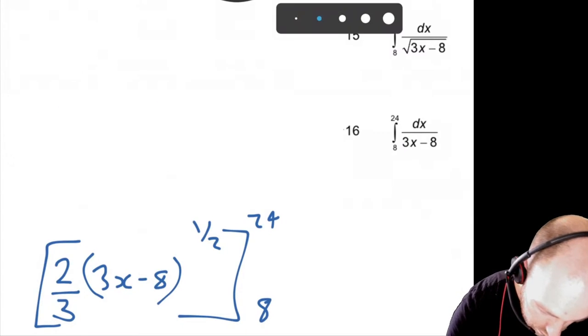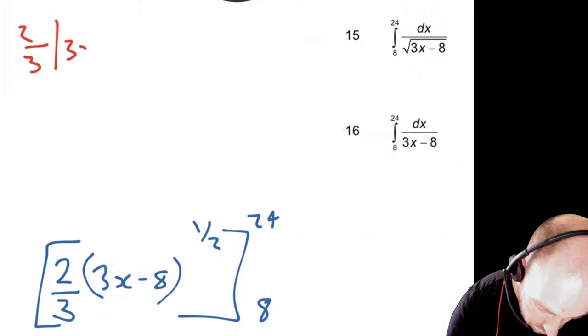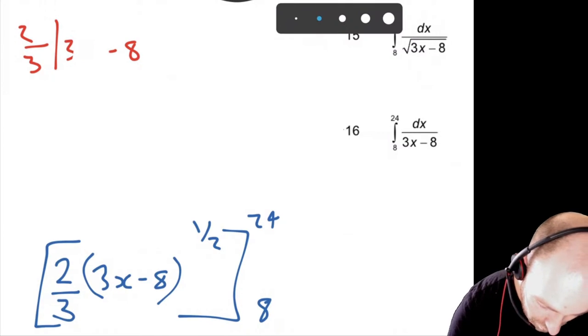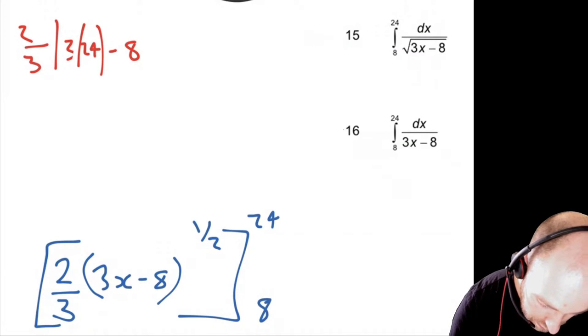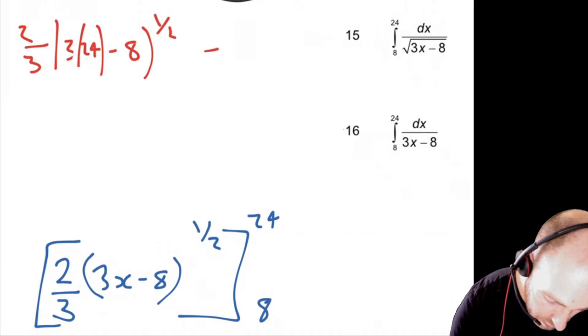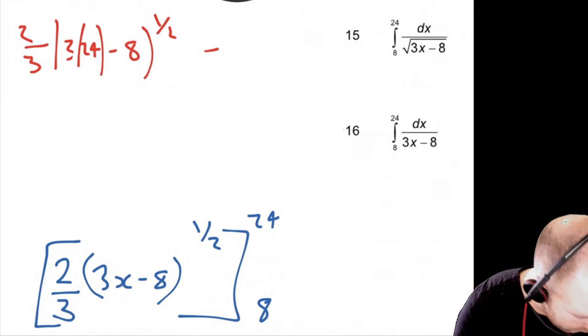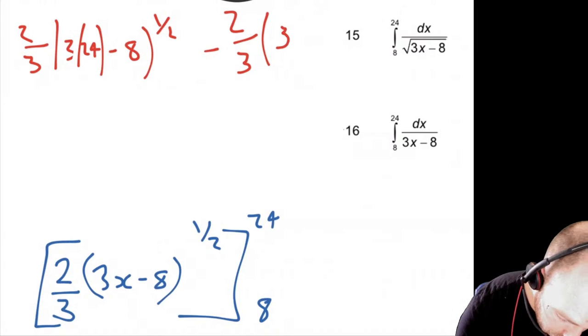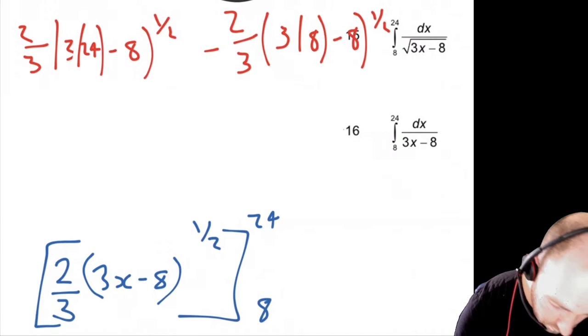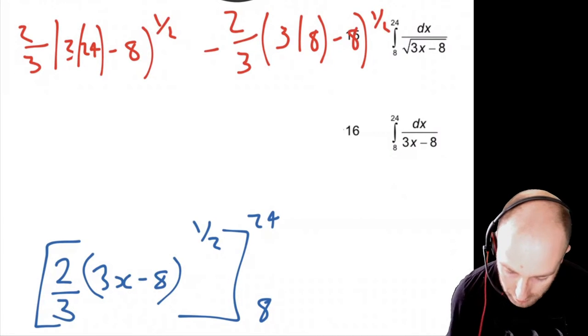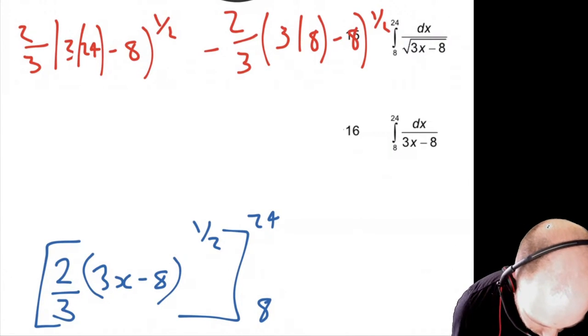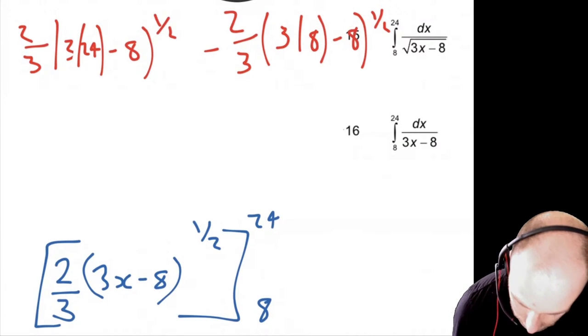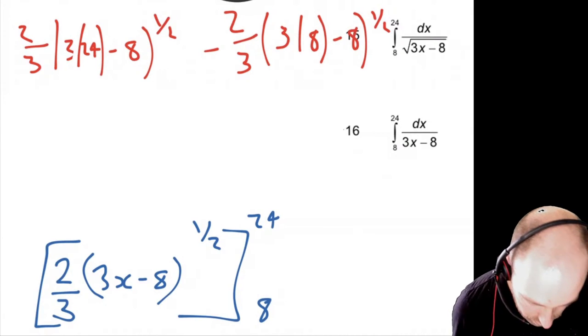So we get 2 thirds (3x minus 8), 3 lots of 24 minus 8 to the power half, minus 2 thirds of 3 lots of 8 minus 8 to the power half. So on my calculator, 3 times 24, take 8, square rooted.